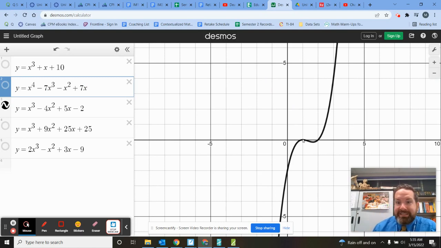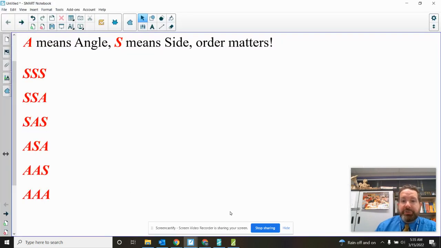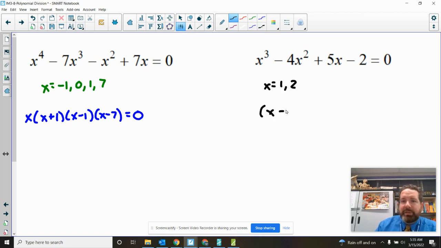Okay, we are looking for x-intercepts. There's one, and there's one. So I have roots at 1 and at 2. So what do we know? I know that I'm going to have a factor of x minus 1, and I know that I'm going to have a factor of x minus 2.